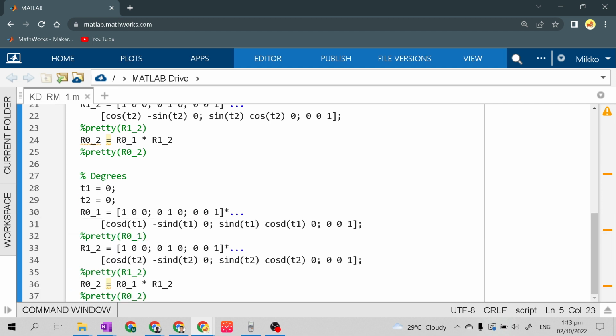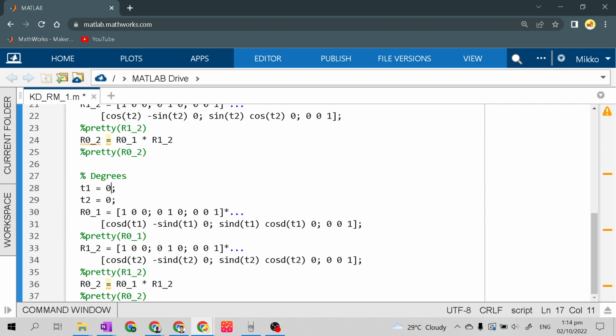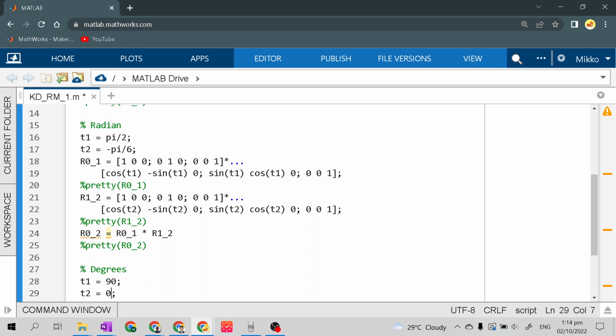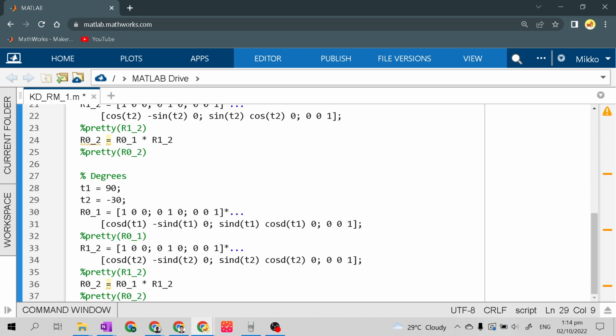Okay, let's change the values of T1 and T2. For T1, let's try pi over 2. For T2, let's try negative pi over 6. In degrees, pi over 2 means 90 degrees, and T2 equals negative pi over 6, so it means negative 30 degrees. Okay, so let's run this, F5.